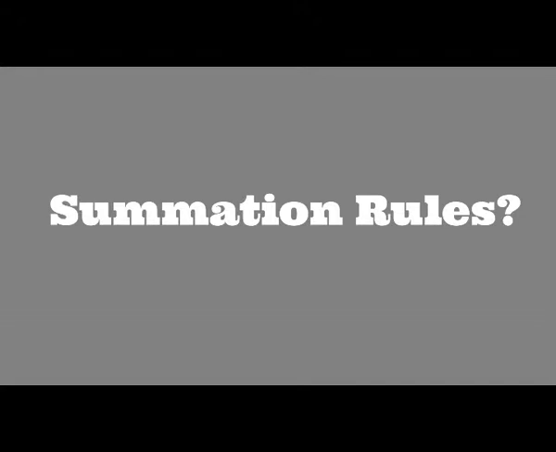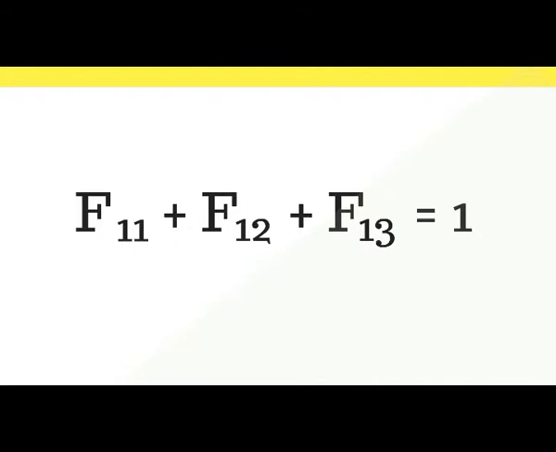In radiation analysis, we usually form an enclosure. The conservation of energy principle requires that the entire radiation leaving any surface A of an enclosure be intercepted by the surfaces of the enclosure. So we have F11 plus F12 plus F13 equal to 1. So this is the formula for the summation rule.